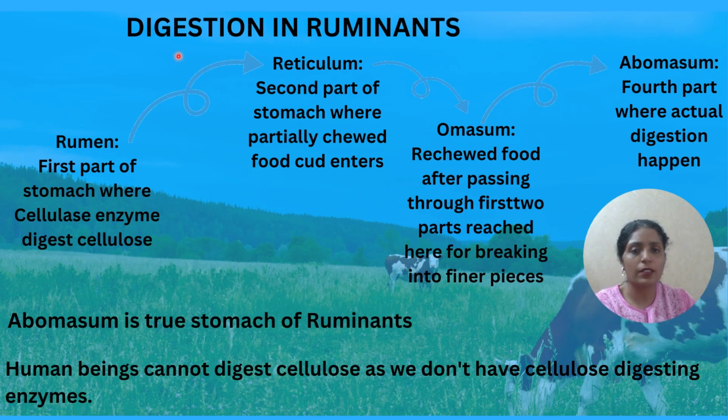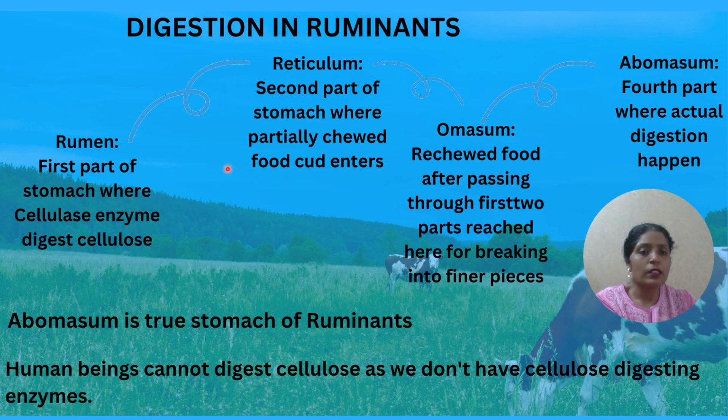Now we will discuss digestion in ruminants. Ruminants are grass-eating animals. Examples: cow, buffalo, goats. Their stomach is divided into four parts: rumen, reticulum, omasum, and abomasum. Rumen is the first part of the stomach where cellulose digestion takes place with the help of enzyme cellulase. Note, the human body does not contain this enzyme. That's why we are not able to convert cellulose into any sugar form. And the green leafy vegetables which we consume are just roughage for us.